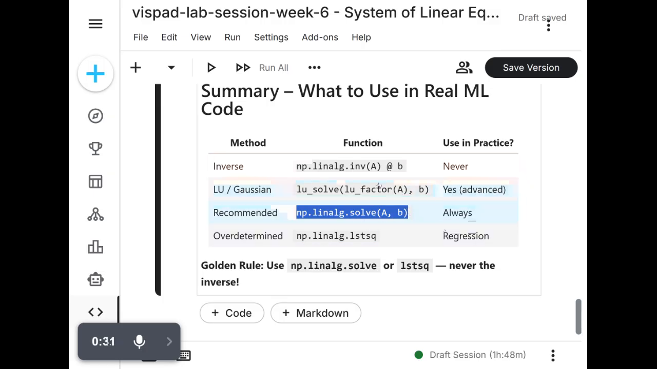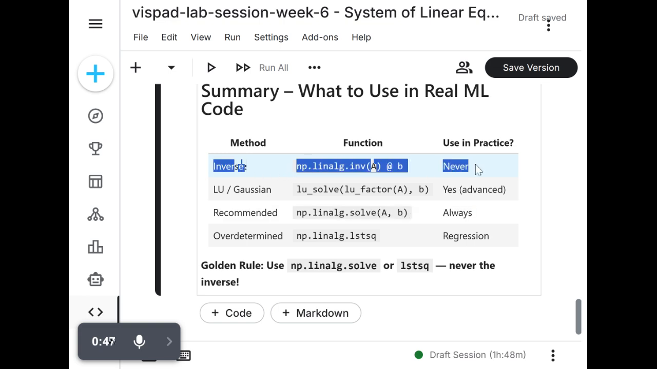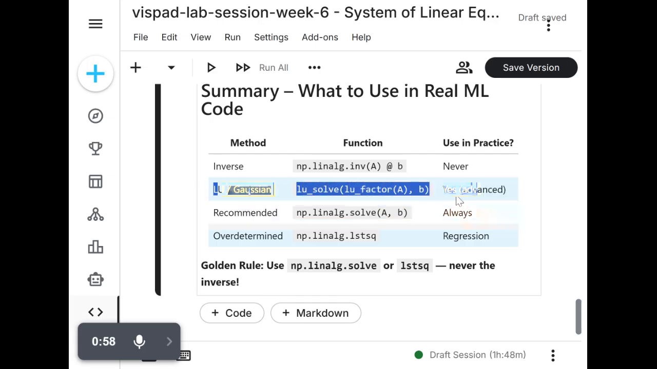And as we proved, it's the best approach to use as compared to the inverse approach, which might seem like the most logical approach to use when you're finding your x. And you can also use the lower and upper triangle for more advanced tasks. With that one, if you have multiple b's, multiple targets, then you can use that, or you write a function that will just be swapping it and all of that. And for regression, we use the least squares approach.